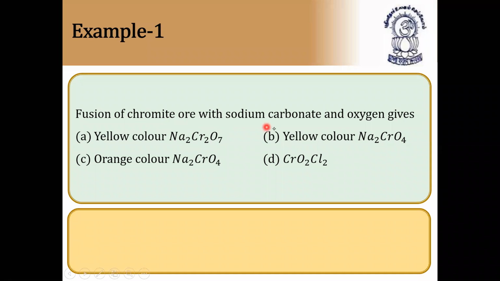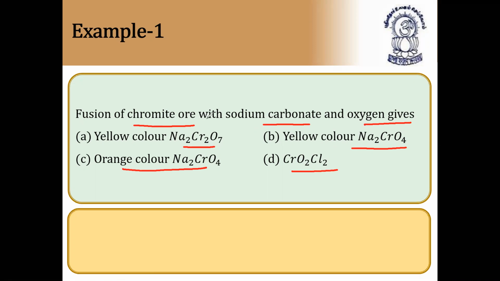Fusion of chromite ore with sodium carbonate or with oxygen gives, a very, very important question: yellow color sodium dichromate, yellow color sodium chromate, orange color sodium chromate, or chromium oxychloride.